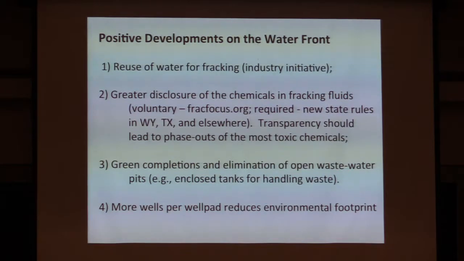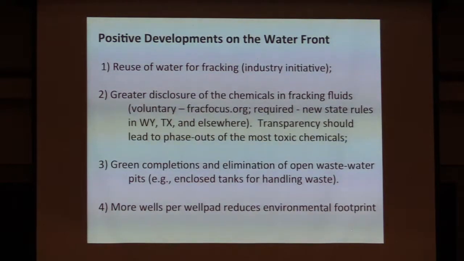There are some good things going on the water side. We'll start with water, switch to air a little bit. These are some examples of some of the positive trends in the field. So one of the most positive is the increased reuse and recycling of water. This is being led in places like the Marcellus in Pennsylvania.